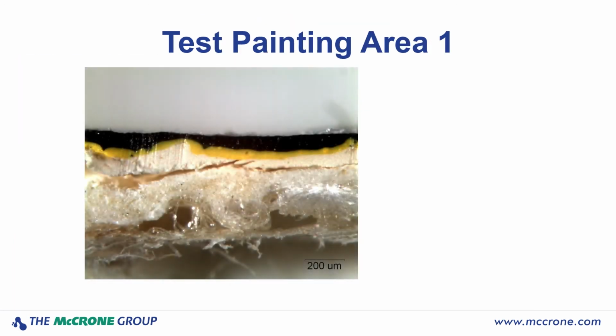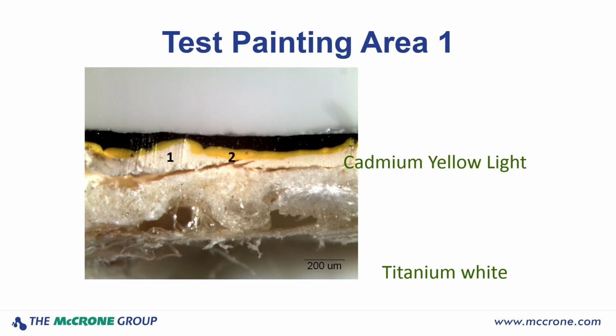From one area, you can see there's 3 layers here. The first white layer, we used what was marketed as titanium white. The second yellow area as cadmium yellow light, and the top layer as Prussian blue. So samples of each of these were removed in the clean room, mounted on pins for XRD.